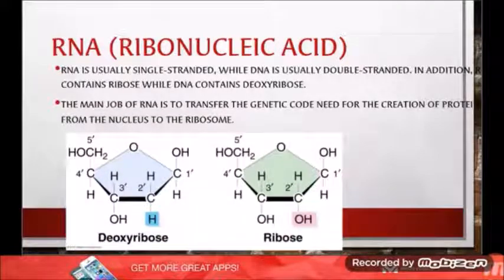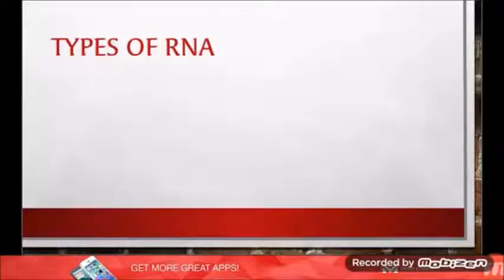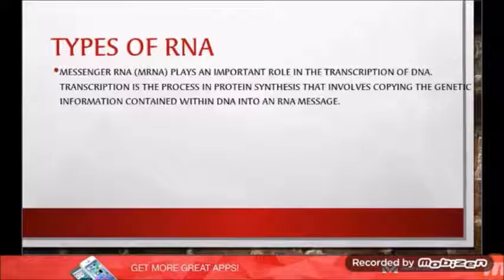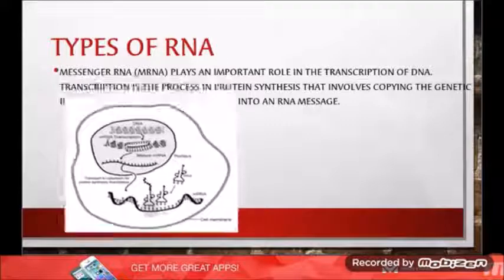So this picture shows the two sugars incorporated in the varieties of nucleic acids. This one here is the deoxyribose, which is for the DNA, while the ribose here is for the RNA. Types of RNA. The messenger RNA, or mRNA, plays an important role in the transcription of DNA. Transcription is the process in protein synthesis that involves copying the genetic information contained within DNA into an RNA message.